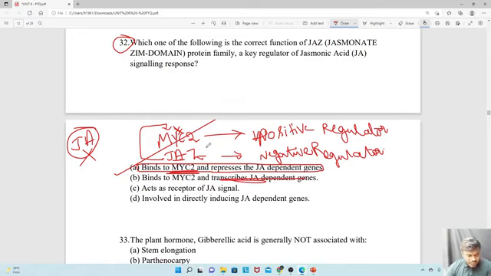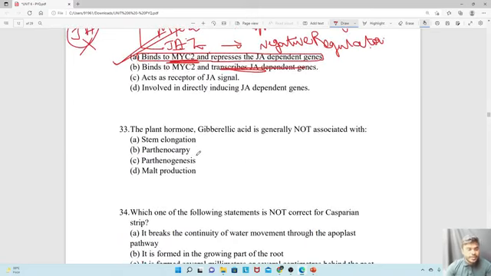Remember these two points, friends, you can easily remember them whoever did not know this. MYC2 is the positive regulator, JAZ is the negative regulator. We all know that a negative regulator is active only in the absence of the hormone. If there is a presence of hormone, the negative regulator is not activated. So in the absence of hormone, the JAZ negative regulator blocks the positive regulator, hence there is no response. Simple point. Hence the answer will be A. That's good.